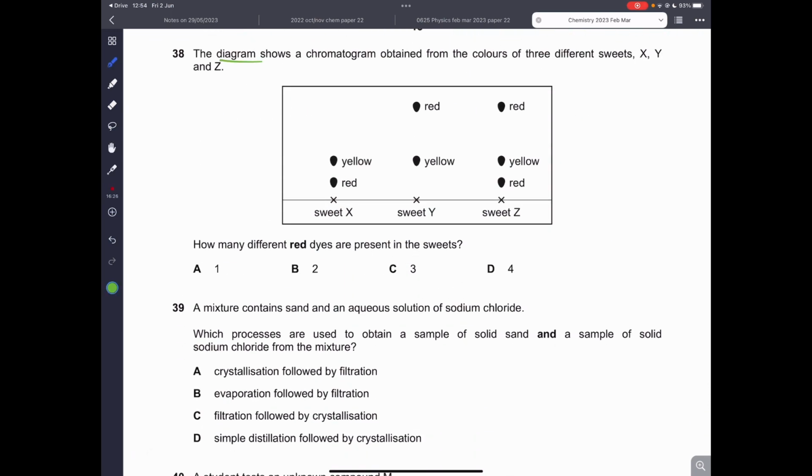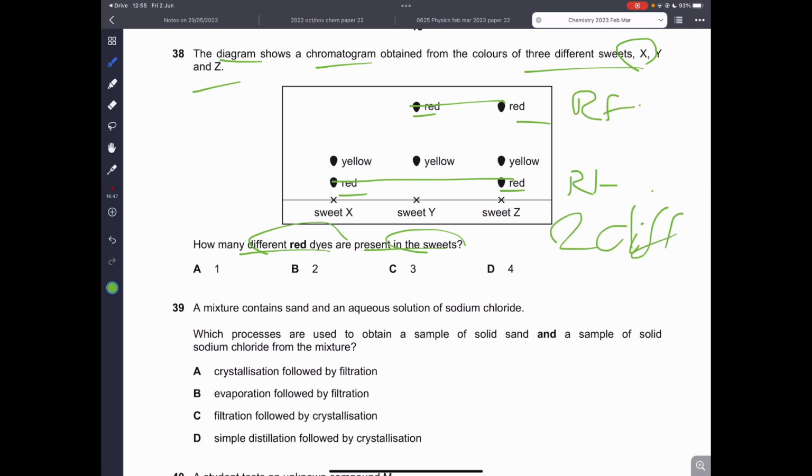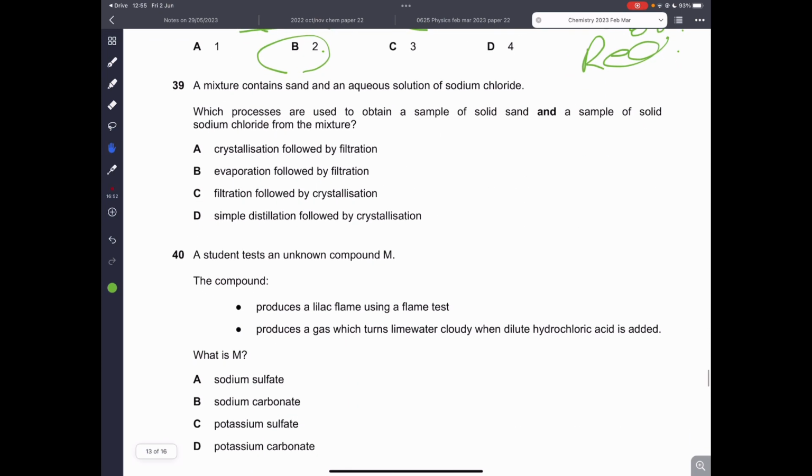38. The diagram shows a chromatogram obtained from the colors of 3 different sweets, X, Y, and Z. How many different red dyes are present in the sweets? Okay. So there's one red, one red, one red, one red. So here they have the same RF value. And there's another RF value. So there are only 2 different types of red dyes. And therefore B is correct.